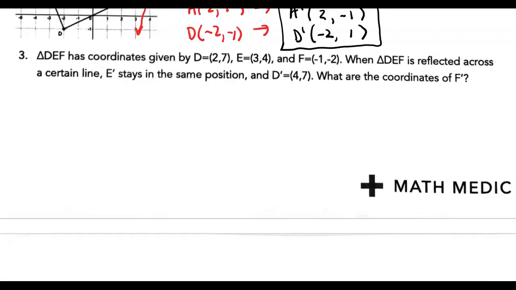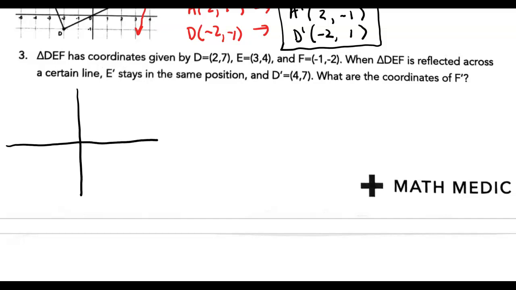All right. Moving on to number 3, triangle DEF has coordinates given by D is (2, 7), E is (3, 4), and F is (-1, -2). When triangle DEF is reflected across a certain line, E prime stays in the same position, but D becomes (4, 7). What are the coordinates of F prime? So a lot of information here, so let's pull it apart a little bit at a time.